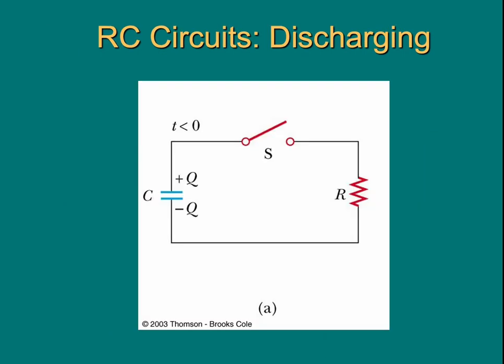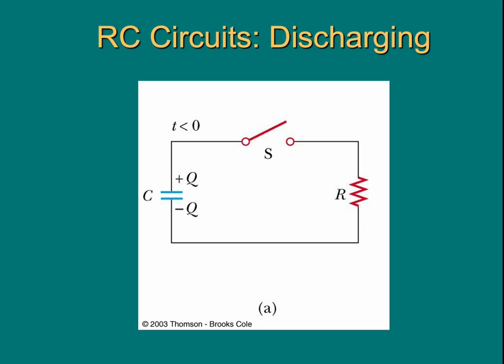For the discharging process, we have a capacitor and a resistor connected. No battery this time. At t equals 0, the capacitor is fully charged with charge Q. At time t equals 0, we close the switch. There is going to be current going through the circuit. So the charge on the capacitor decreases.